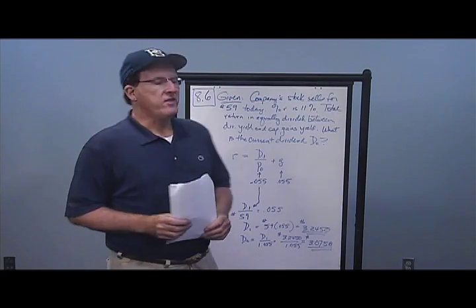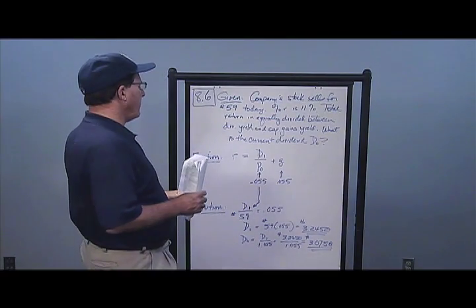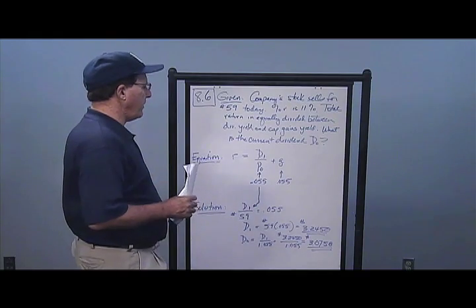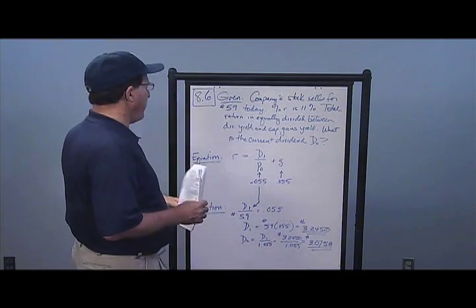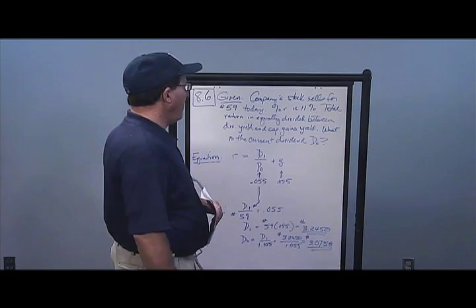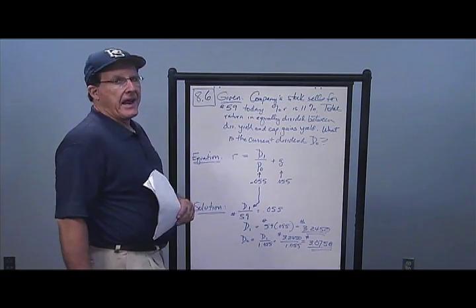In problem 8.6, we have a company stock selling for $59 today. That's P0. The required return is 11%. Total return is equally divided between dividend yield and capital gains yield. What is the current dividend today, D0?